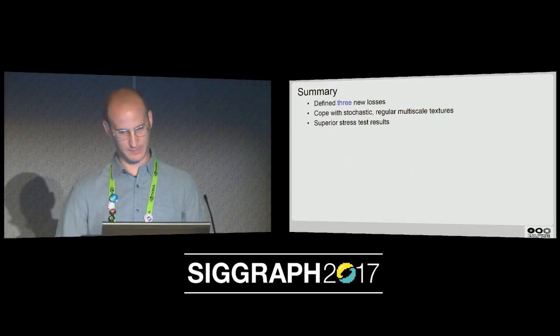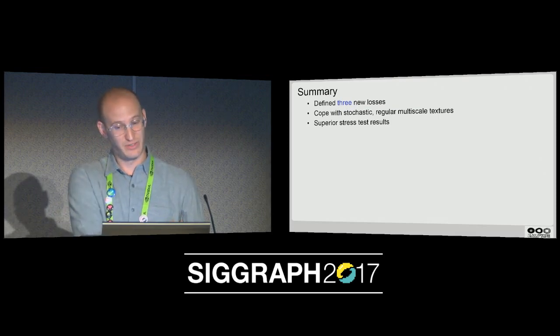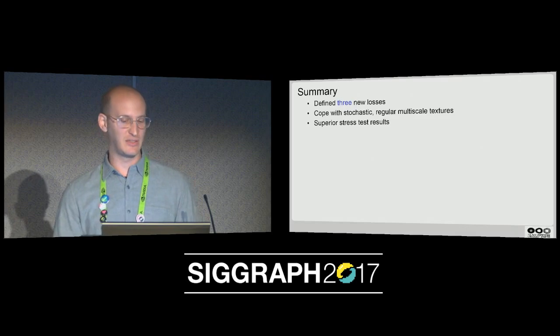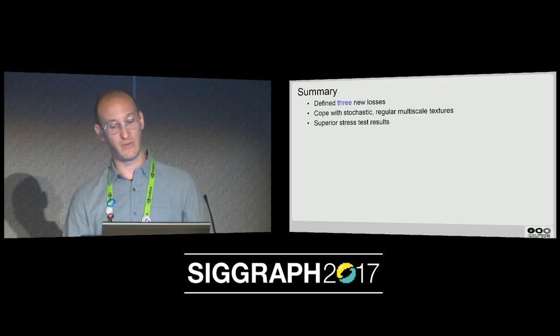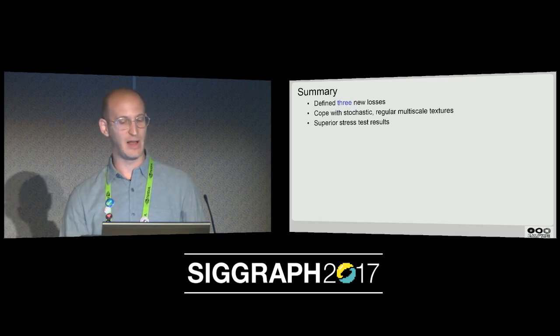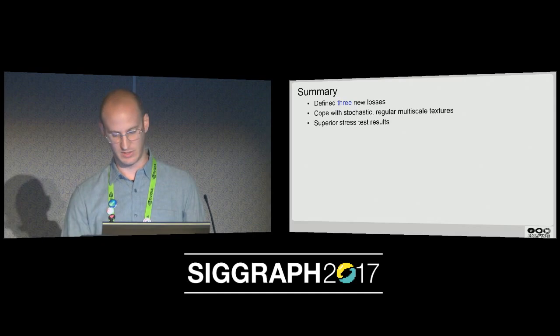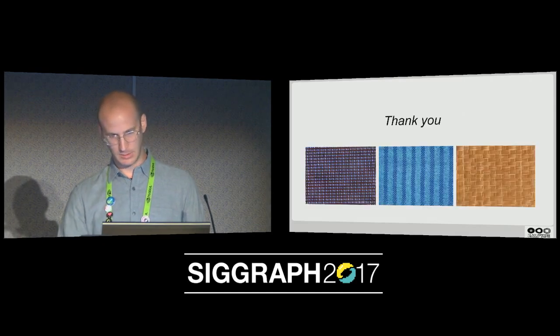Okay, so to summarize, we defined a new algorithm for texture synthesis involving 3 new losses, which together enable synthesizing both stochastic and regular textures without the need to explicitly define a scale, and we objectively compare our algorithm and show our state-of-the-art results.